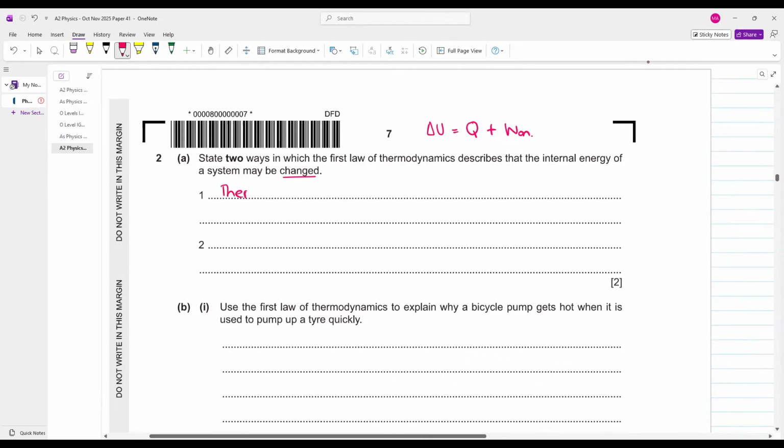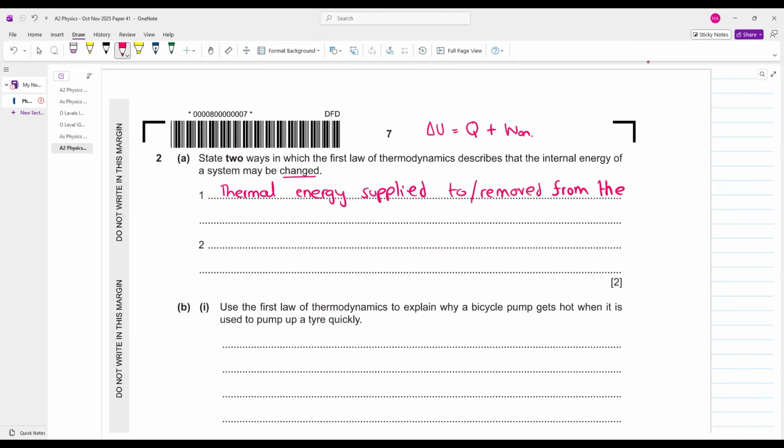Thermal energy supplied to or removed from the system. Basically, if you change the value of Q, your internal energy changes. बेटा, अगर आप Q की वैल्यू को चेंज करते हो, your value of internal energy will change.